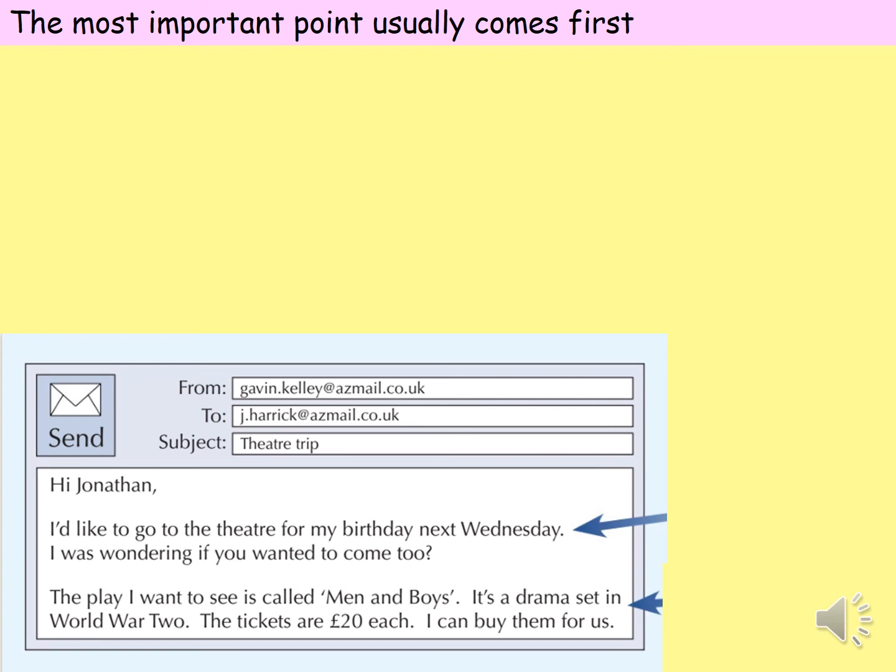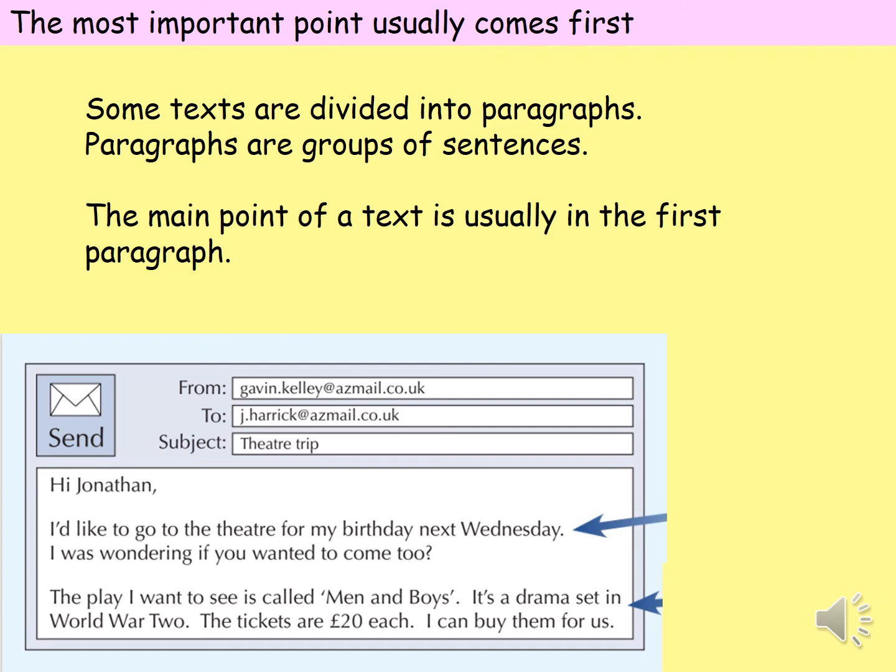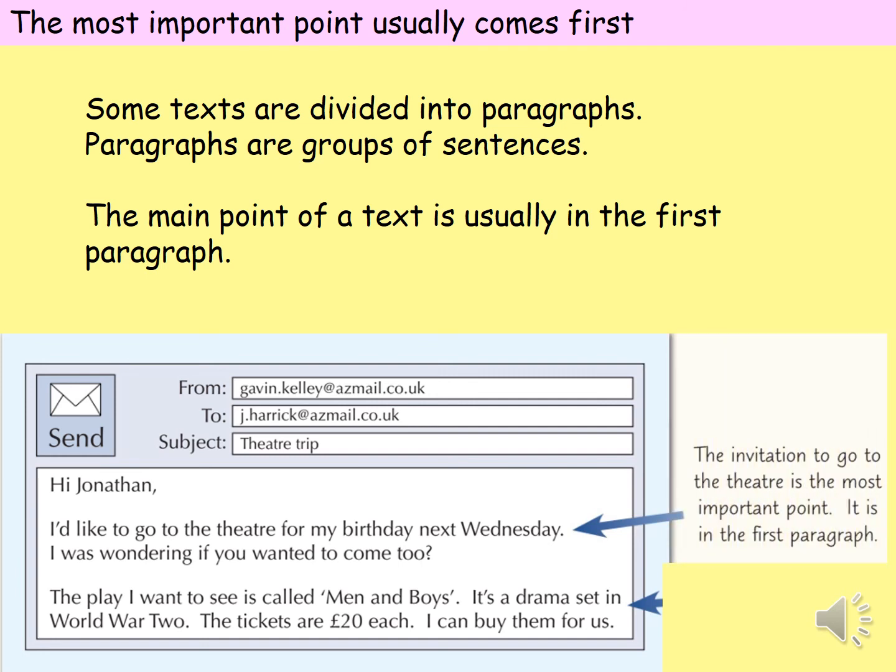So here I've got an email from Gavin to Mr. Arek about a theatre trip. So here I've got several paragraphs, as you can see, and it's made of several sentences. Now, obviously, what we can say is that the main point of the text should be in the first paragraph. What does it say in the first paragraph? Yeah, it's asking me to come to the theatre next Wednesday.